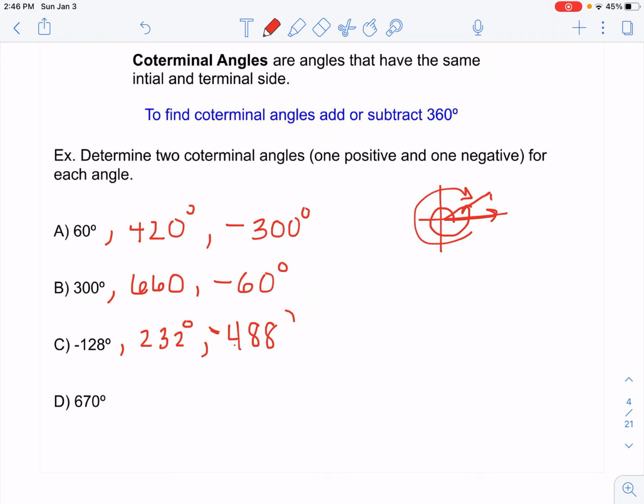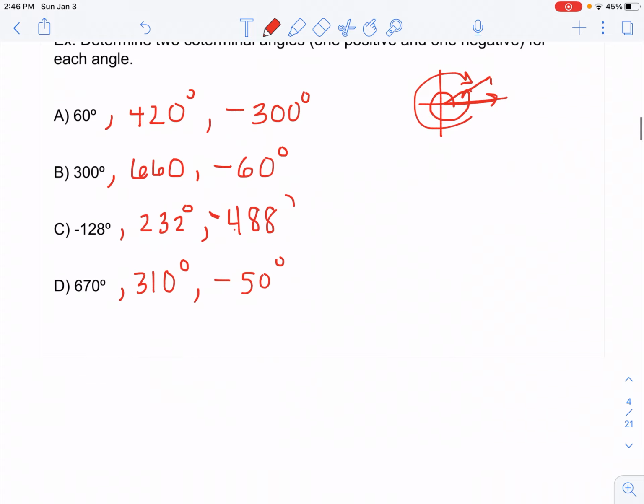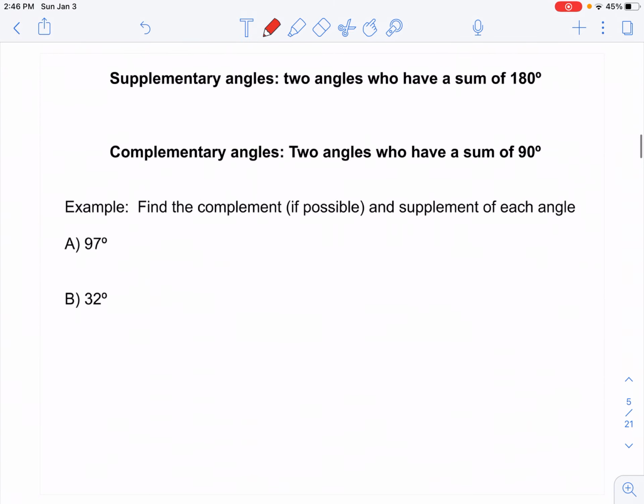With 670, if I subtract 360, I get 310, which is still a positive angle. So I could subtract 360 again and then get my negative angle. So you can subtract or add as many times as you want. So you might say you could add 360n times.